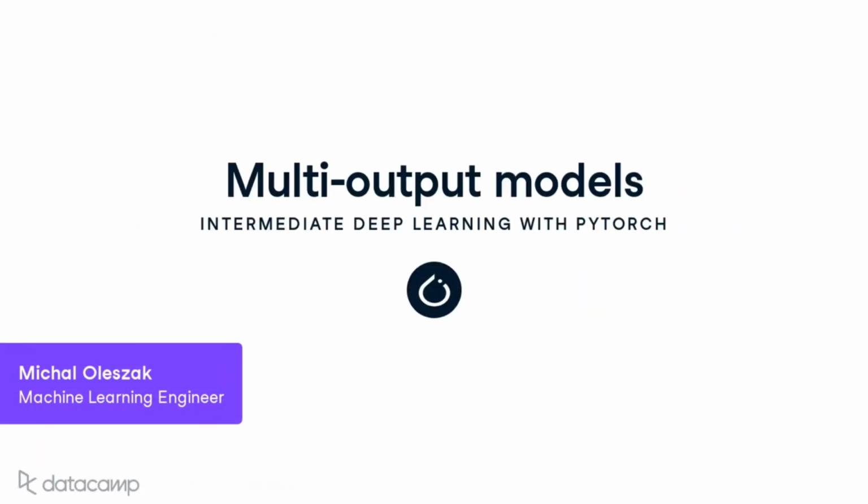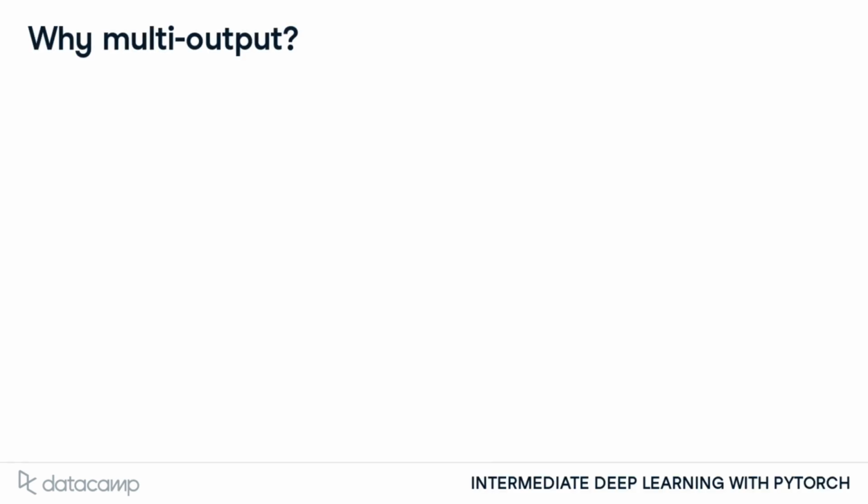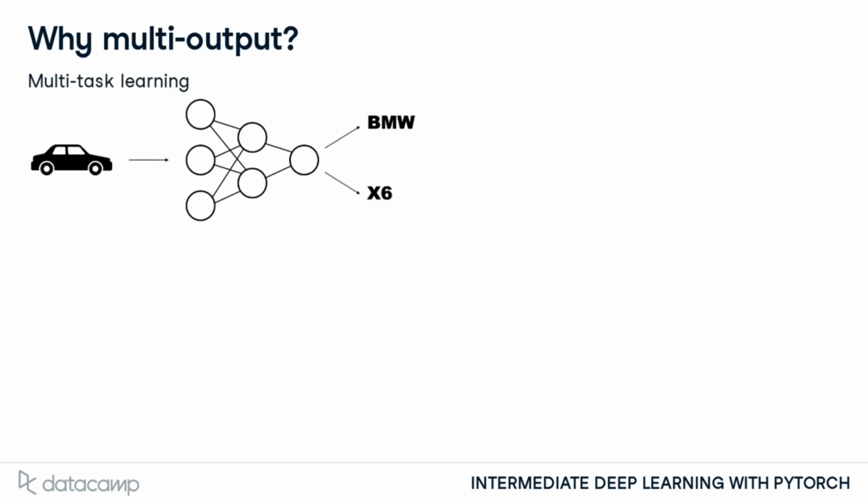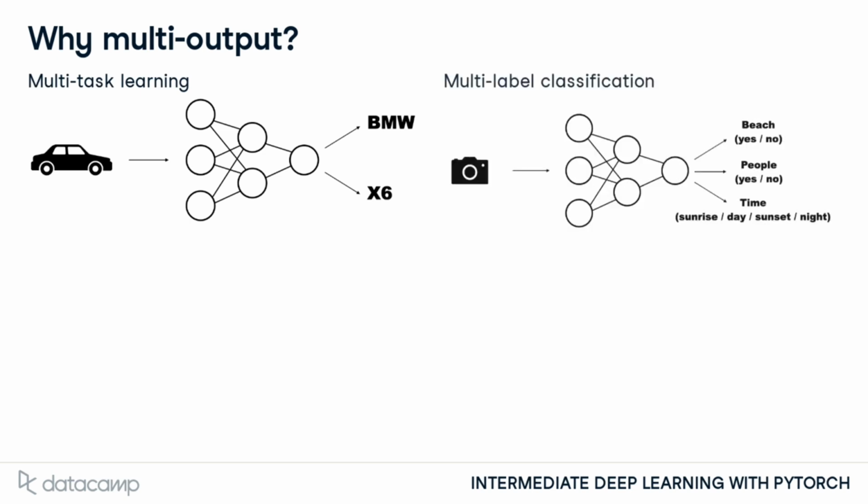Welcome back! In this video, we'll look at multi-output models. Just like multi-input models, multi-output architectures are everywhere. Their simplest use case is for multitask learning, where we want to predict 2 things from the same input, such as a car's make and model from its picture. In multi-label classification problems, the input can belong to multiple classes simultaneously. For instance, an image can depict both a beach and people. For each of these labels, a separate output from the model is needed.